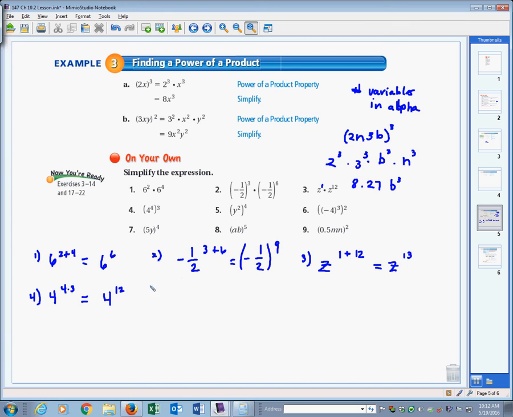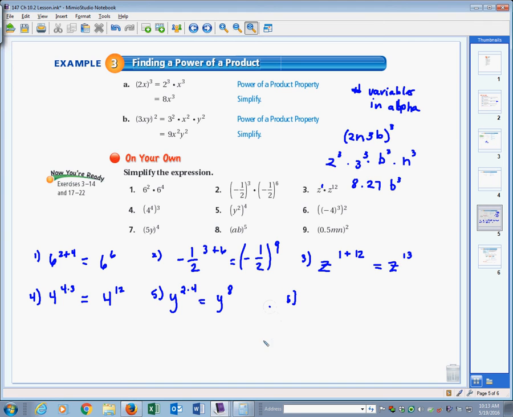Let's try number 5. Ruben, you look like you're dying to help me out here. Very similar to number 4, right? You multiply 2 times... Well, what's my base? Y. Now you multiply 2 times 4, which equals 8. So my answer is y to the 8th. Yeah. Excellent. Very good.